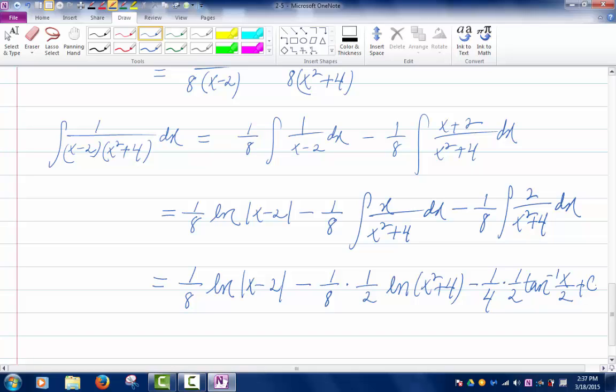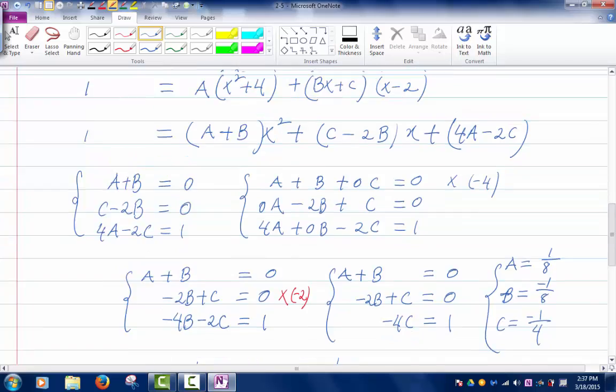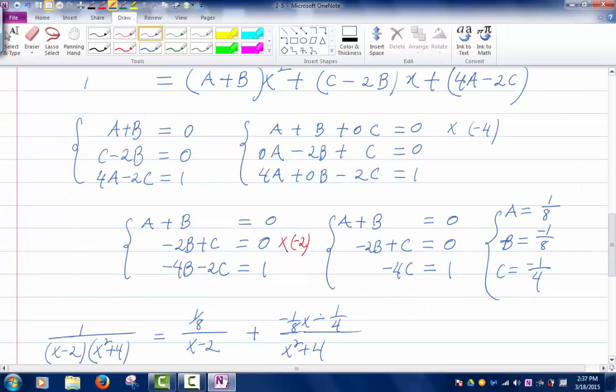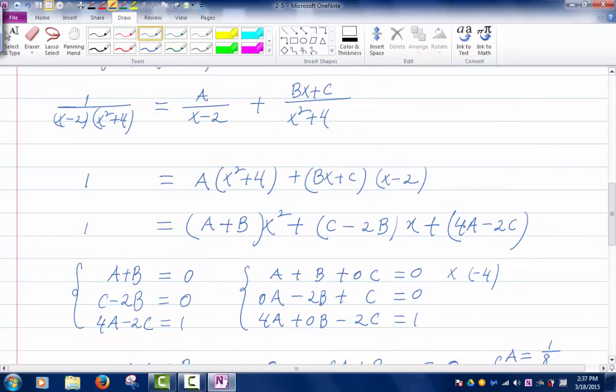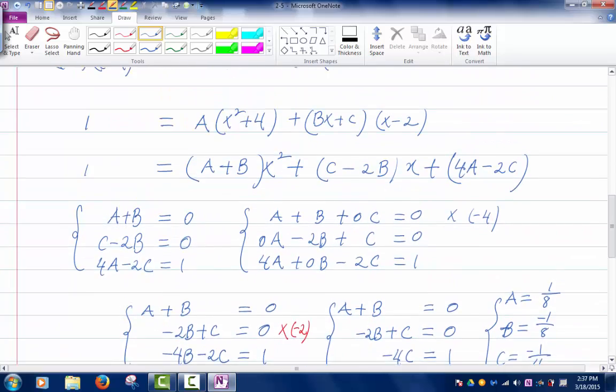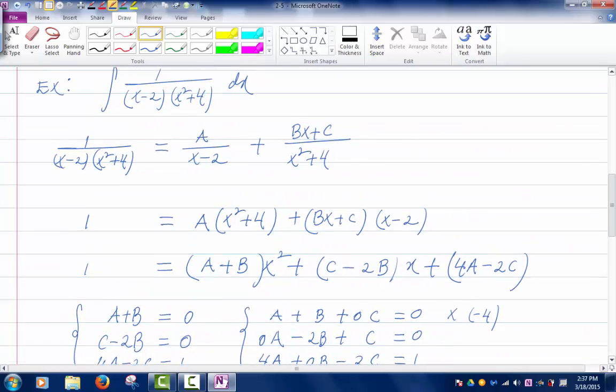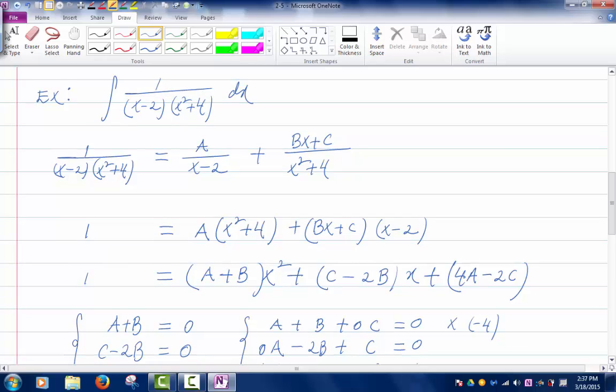Okay, the only way you get better at it is by practicing a couple of times. If you don't practice, you may not be able to finish it in the exam. Now, I want to make a remark here, though. We solved for A, B, and C, but I want to make one remark here.